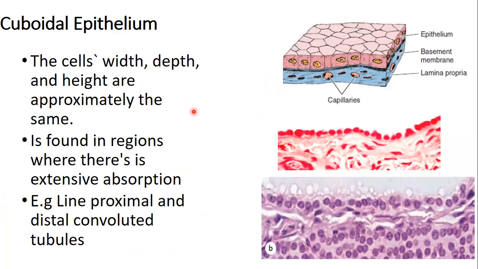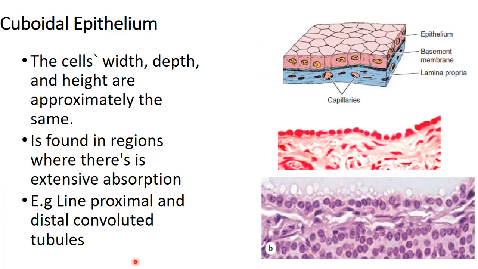Where do we find these cells? These cells are found in areas where we need extensive or rapid absorption. If you observe these cells, you see that they are more like a cube. Then they have a nucleus that is round, and this nucleus is in the center of the cell.